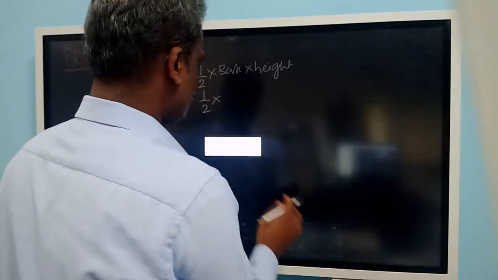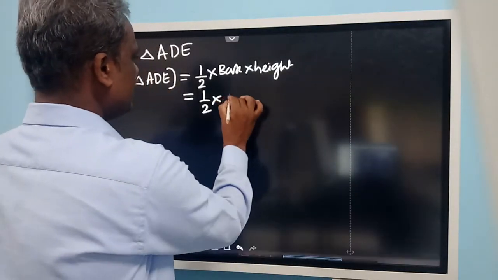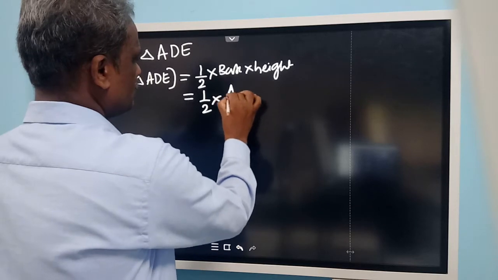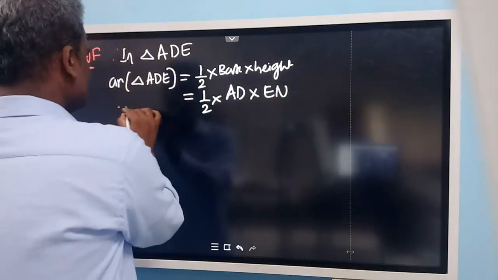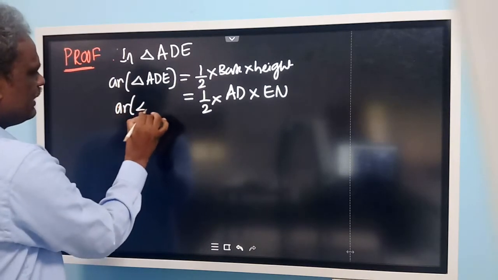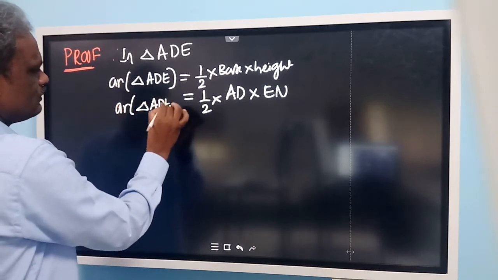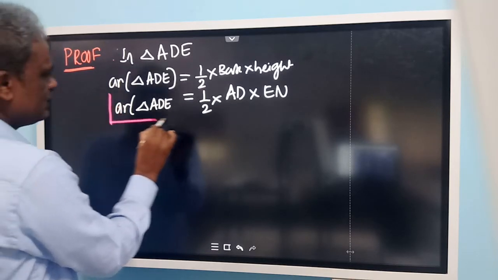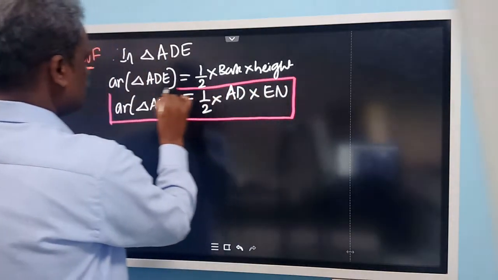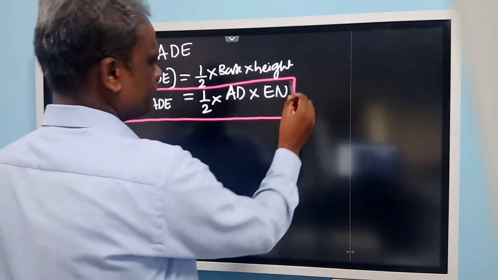So I will write base AD into EN. Altitude is EN. This is area of triangle ADE. Okay. So this is one part. So let us keep this as 1.